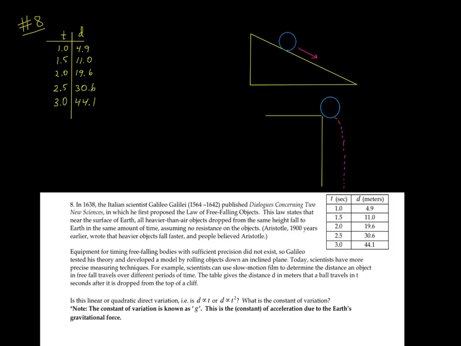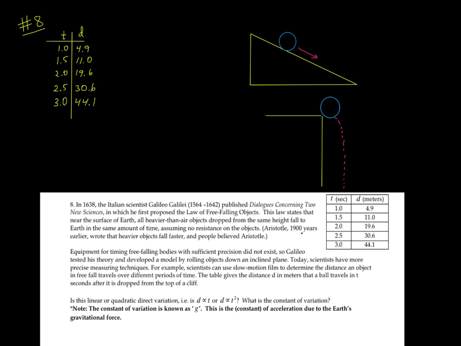In this last video in section 11.2, we're going to look at question number 8. Just to paraphrase this one, this problem deals with Galileo's experiments on freely falling objects. Let's say, for example, I drop a bowling ball off the side of a cliff here.